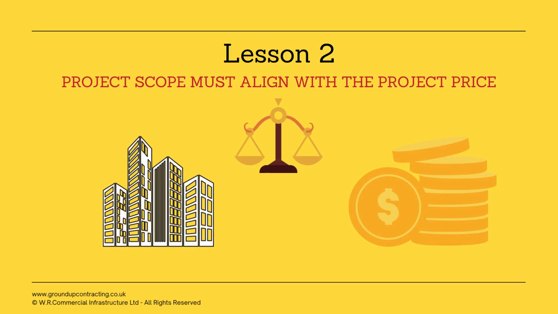Lesson 2 is that the project scope must align with the project price, and this needs to be looked at during the pricing process. A tip would be to list everything out as you're pricing it. We'll look at tendering in more detail in another video.